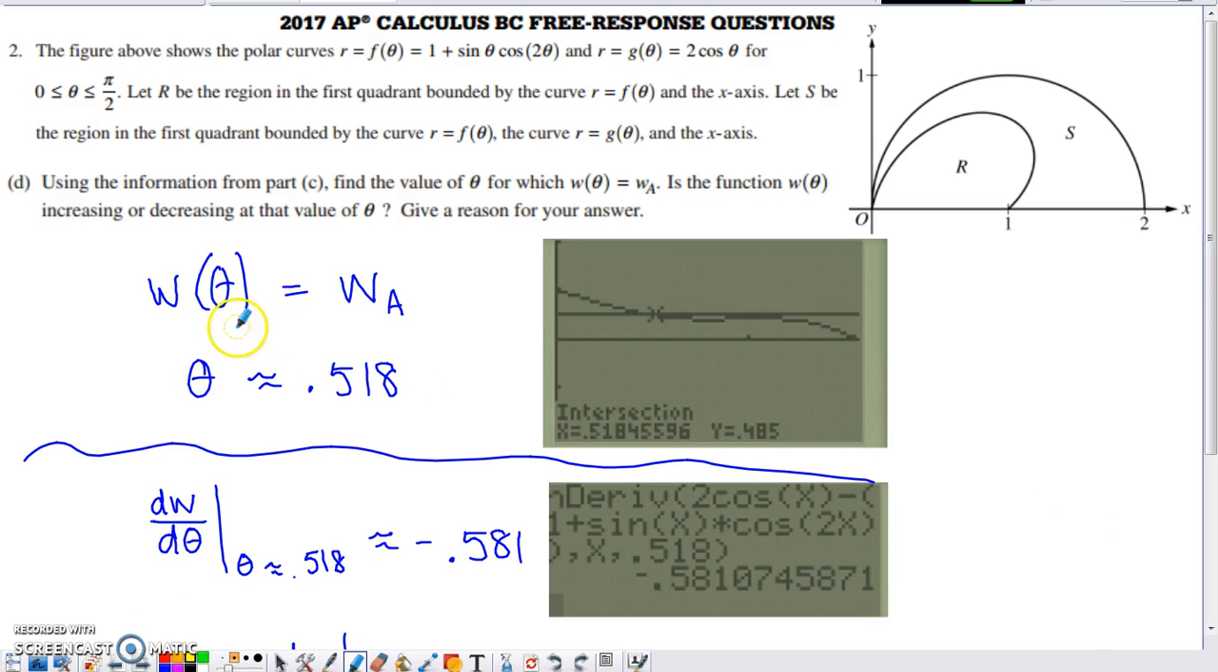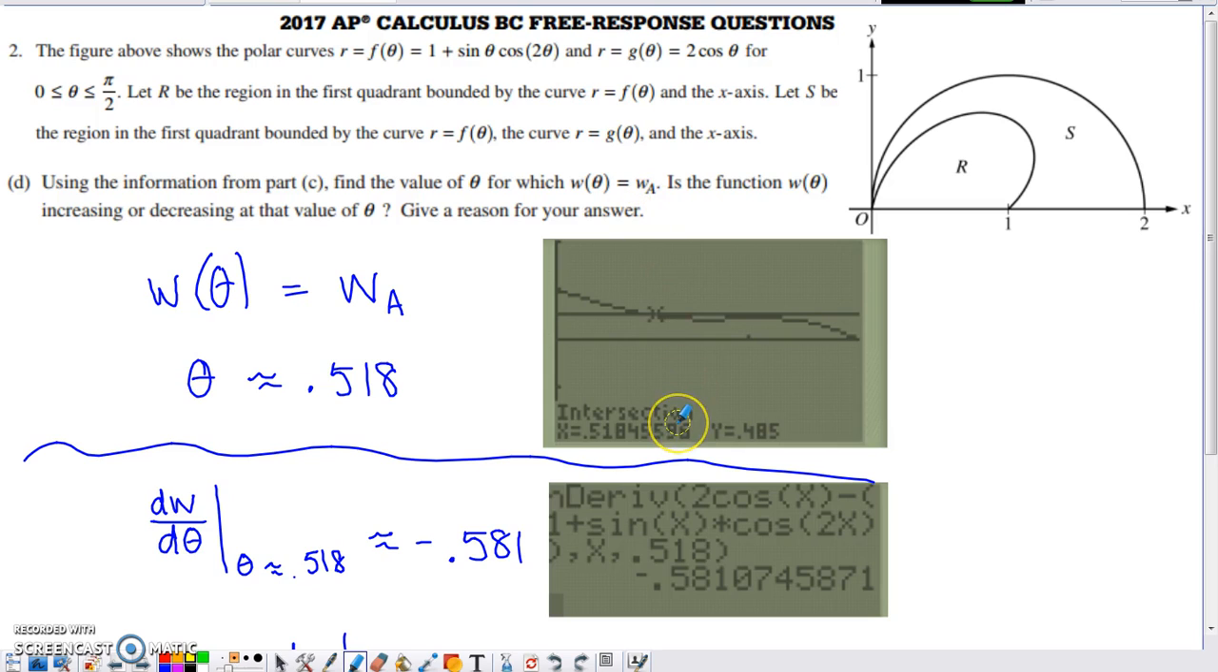And then in part D, they ask us to do a little bit more with what we just did in part C. So using that definition for w of theta in part C and that value that we found for w sub a in part C, the average value of w of theta on the interval 0 to pi by 2, find the value of theta when the function value for w is equal to that average.